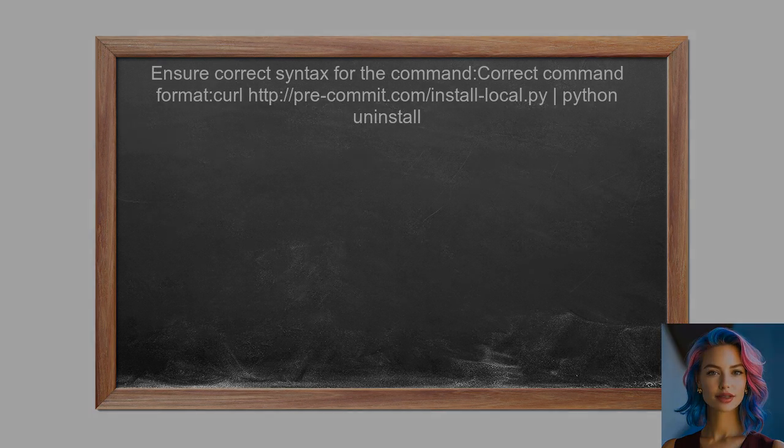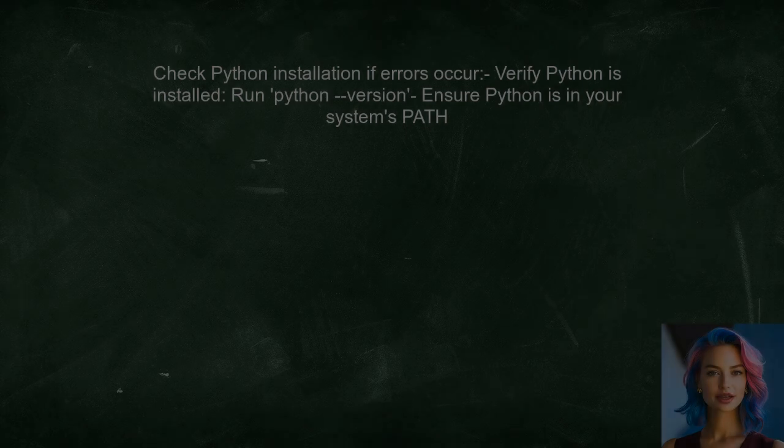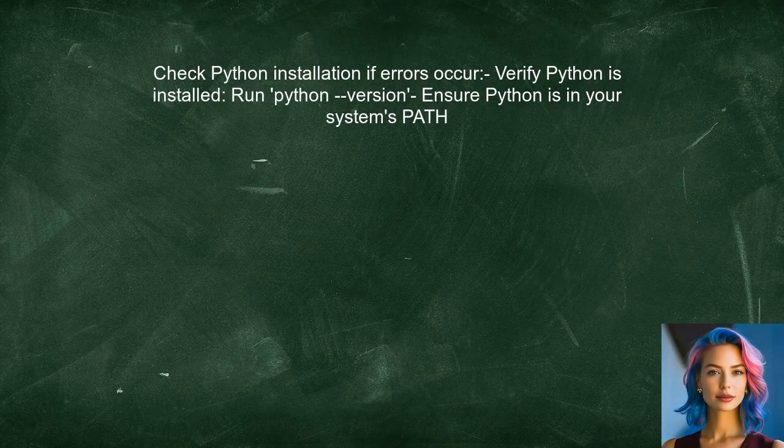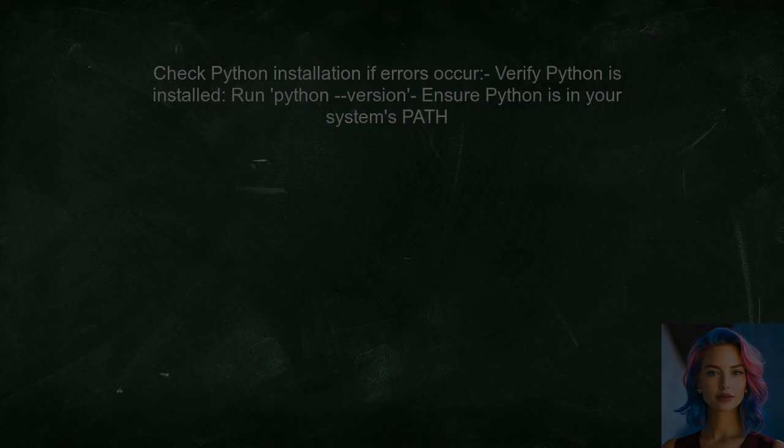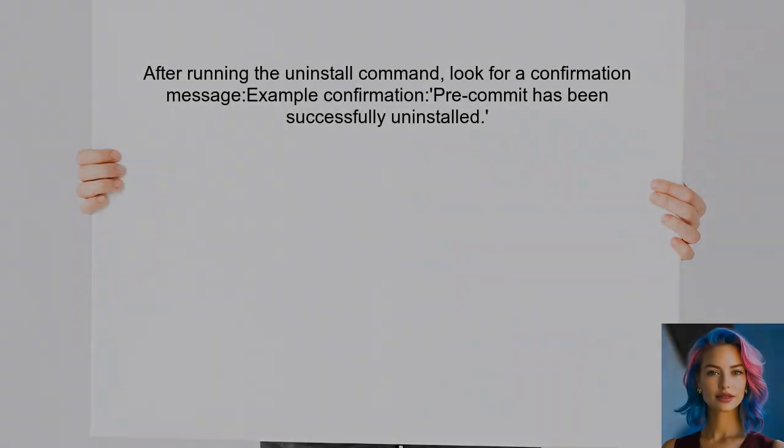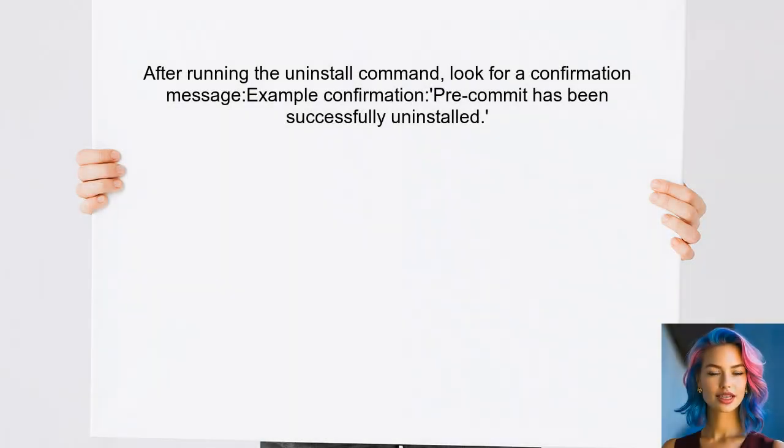word uninstall. If the user encounters any errors, they should check their Python installation. It's important to ensure that Python is correctly installed and accessible from the command line. After running the uninstall command, the user should see a confirmation message indicating that pre-commit has been successfully uninstalled.